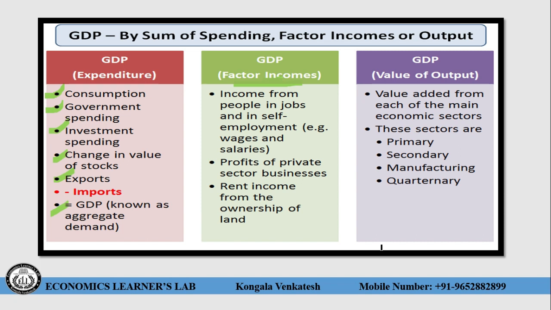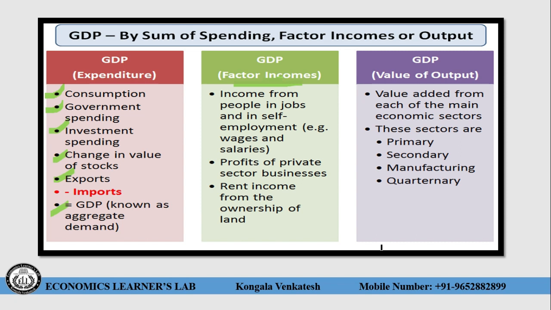Hope you have understood this. I'm repeating again one by one. If you want to get national income in the expenditure method, you sum up consumption plus government spending and investment plus changes in value of stocks plus exports, then exclude imports. Then you will get GDP, that is the expenditure approach.